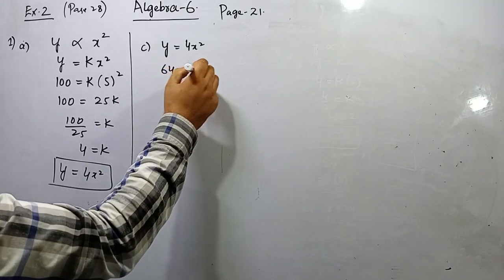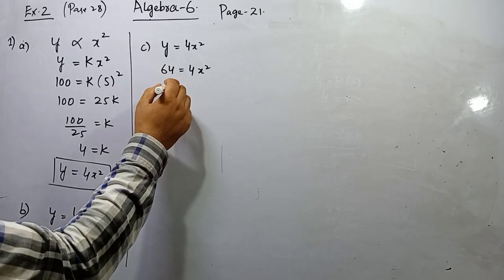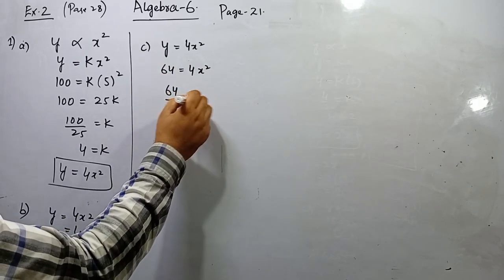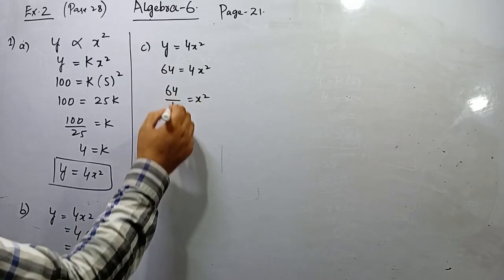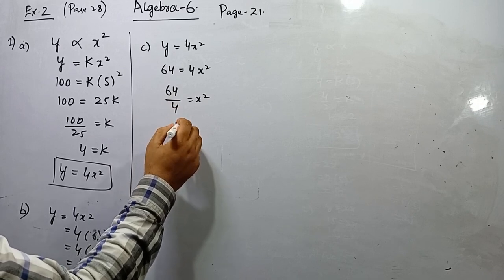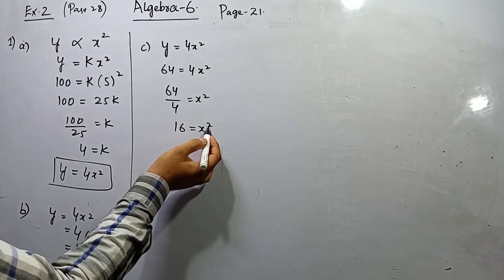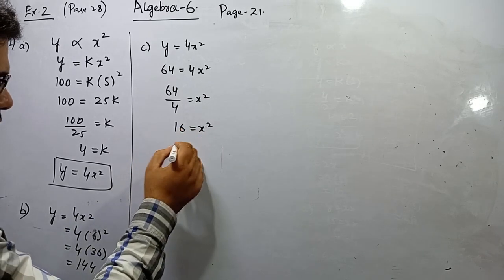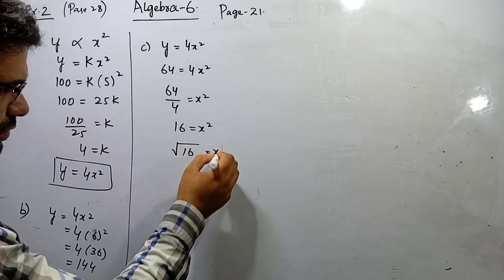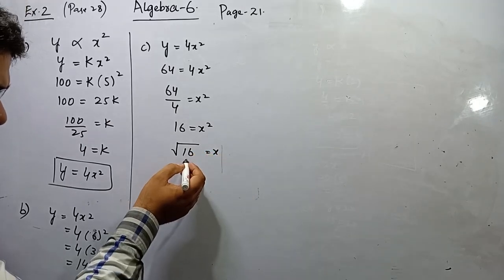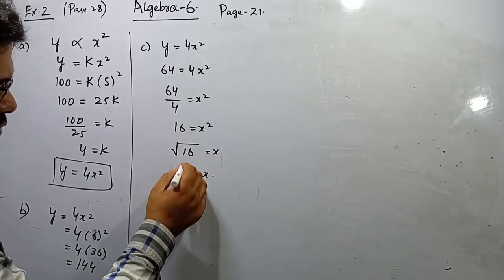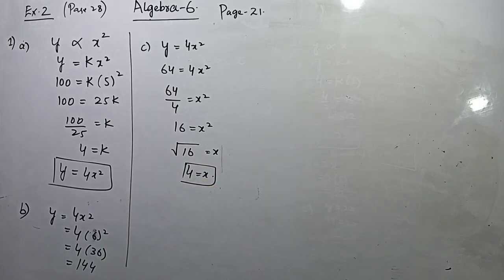64 is equal to 4x squared. Now 64 divided by 4 is equal to x squared, so we get 16 is equal to x squared. Once I transpose the square, it becomes the square root. The square root of 16 is equal to x. The square root of 16, you know, is 4. So x is equal to 4. This is the answer.